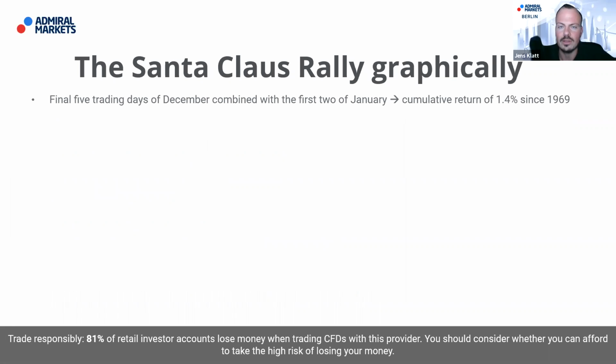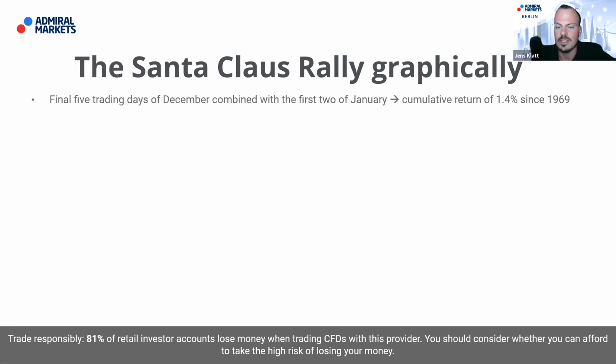So as I already pointed out, the final 5 trading days of December, in the case of the US equity markets, are the 26th, 27th, 28th, 29th, and 30th, so the last 5. And then the first 2 of January. These days show a cumulative return in the S&P 500 of 1.4% since 1969.